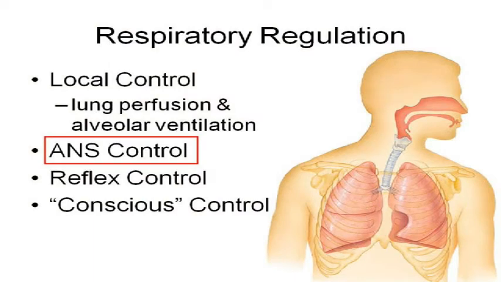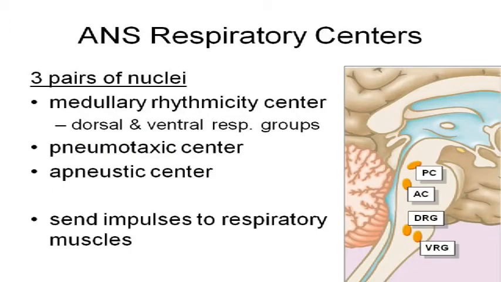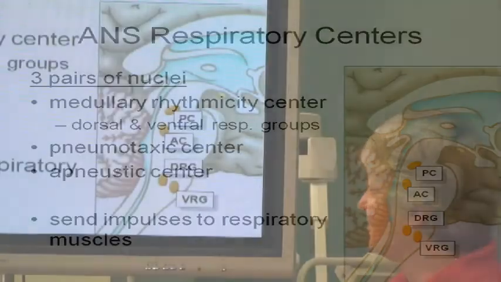But systemic control, of course, goes back to the autonomic nervous system. When we talked about controlling the cardiovascular system, we were talking about the medulla oblongata, right? You had the cardioacceleratory center, the cardioinhibitory center, the vasomotor centers. All of those things were in the medulla oblongata. The respiratory system is controlled by centers in the medulla as well as centers in the pons. So you've got two different areas of the brain controlling respiration.